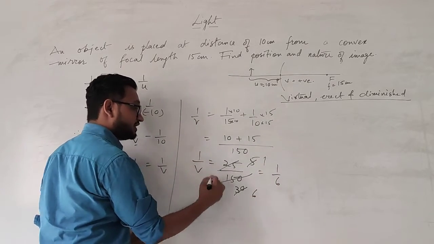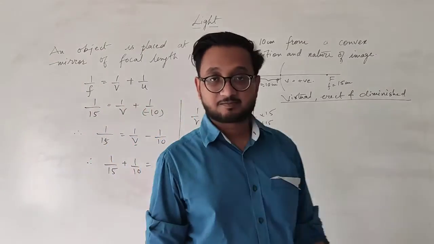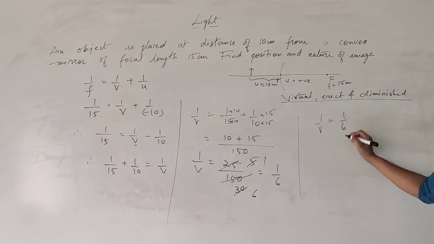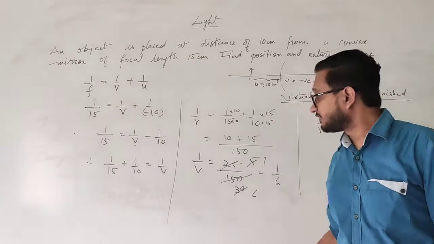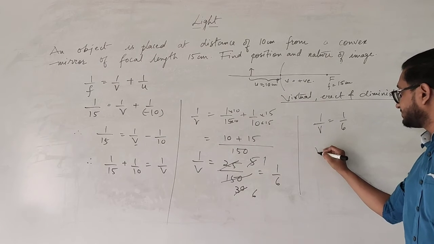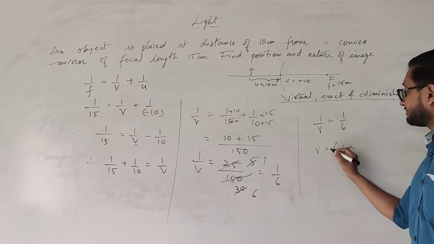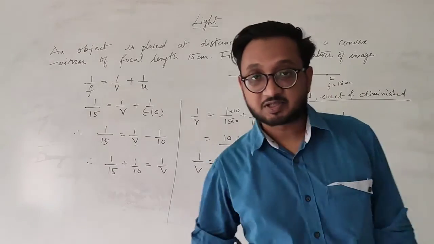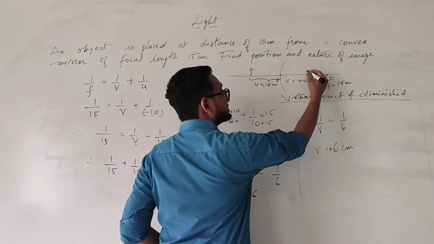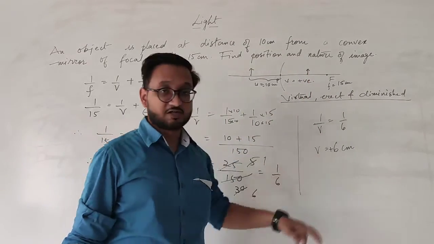So finally what we have over here is 1 upon v equals 1 upon 6. But you need the value of v, not 1 upon v. So taking the reciprocal of 1 upon v, it becomes v, and 1 upon 6 becomes 6. So finally what you have is plus 6 centimeters. And we know that the image is always positive on this side, that is why you are getting the answer as positive.